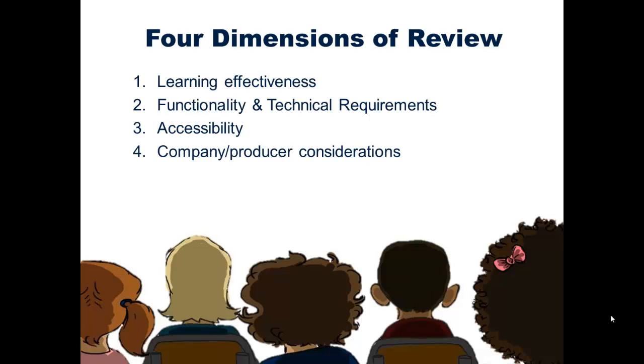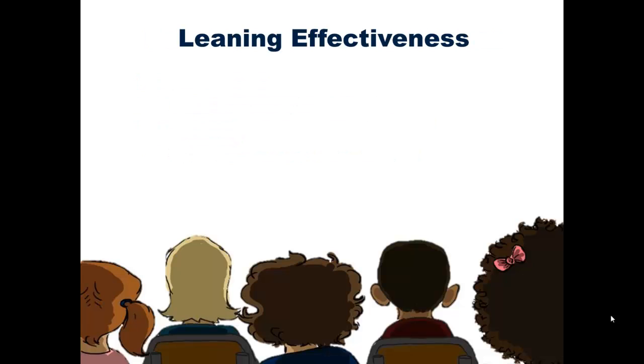And then finally, the 4th dimension is the company or producer considerations. It's really important to think about where this technology is coming from and how will it be sustained into the future. And in this area, we'll discuss that. So let's start with learning effectiveness.